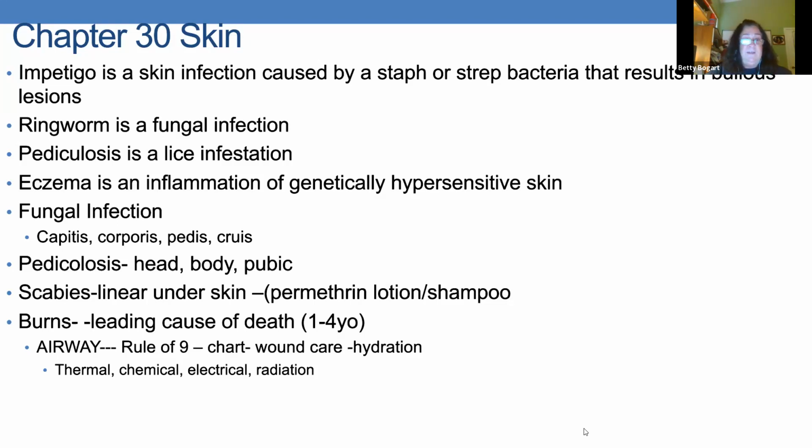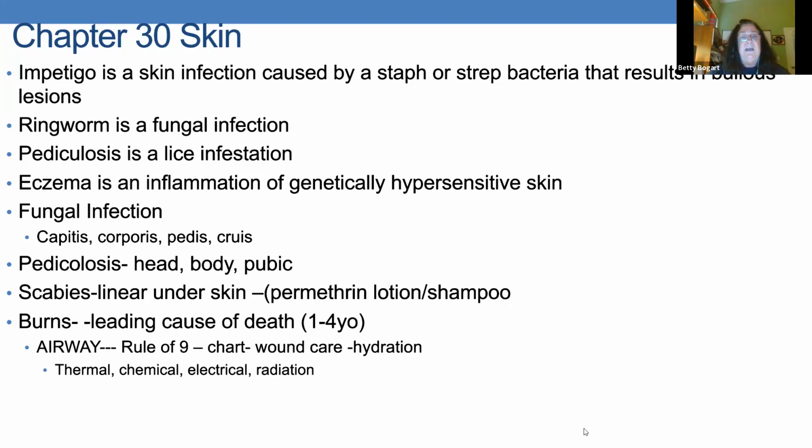Pediculosis, I already said that, is the head, the body, and the pubic, anywhere where it's hot, where they can get into. And then there's something called scabies. Usually you catch this if you go to an older hotel, sometimes with old mattresses, and you get scabies. And again, it's treated just like head lice with a type of permethrin lotion and shampoo.